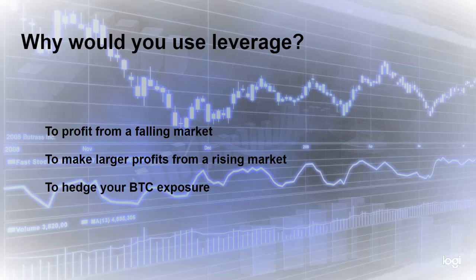So say you think Bitcoin's going to go down, you can actually open a position to then profit from it going down, or you could actually just open a position the same size as your actual BTC amount, just to hedge your BTC exposure. Also, you can use the leverage to make larger profits from a rising market. So like in the previous example where we said if you have 1 BTC, you leverage it 10x, then you have 10 BTC. So then obviously every $1,000 Bitcoin goes up, you're actually benefiting from 10 lots of $1,000, because you've leveraged your 1 Bitcoin 10 to 1.